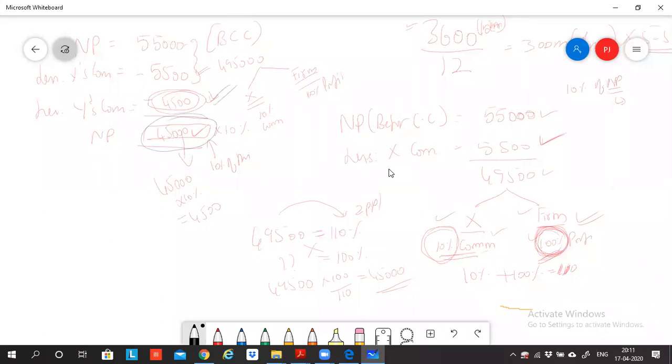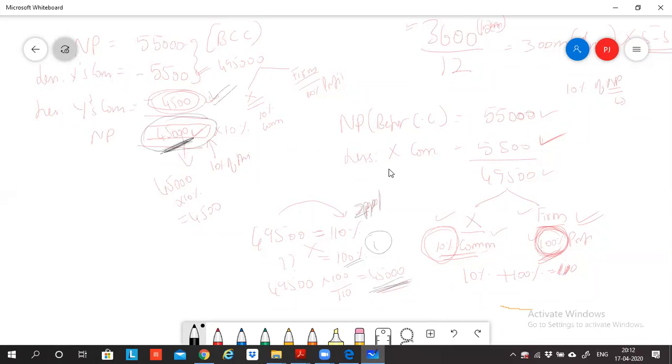I repeat, this 49,500 is equal to 110% because it belongs to two people. From this 49,500, I want to know how much belongs to the firm, which is 100%. The net profit belonging to the firm will be 49,500 into 100 divided by 110, which is 45,000 rupees. This 45,000 is the net profit after deducting all the commission.